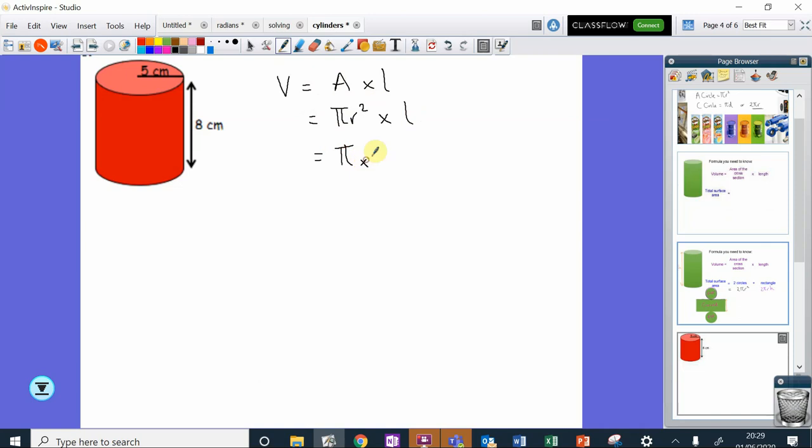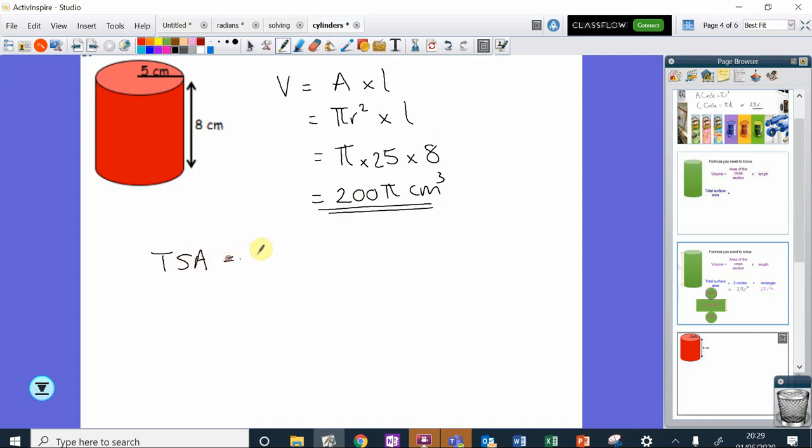So we've got pi times 25, 5 squared, I just did it a bit quickly, times 8. Okay, that's easy, isn't it? That's 200. So the volume is 200 pi centimeters cubed. That's in terms of pi. Obviously, I could use a calculator. I'm not a massive fan of doing that.